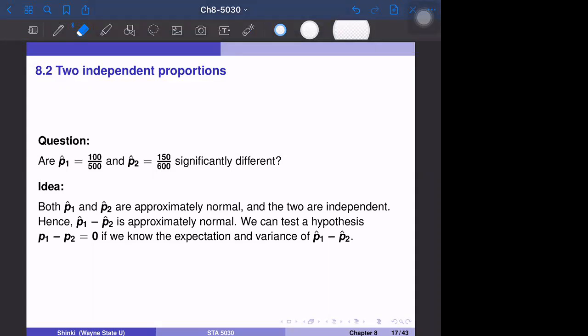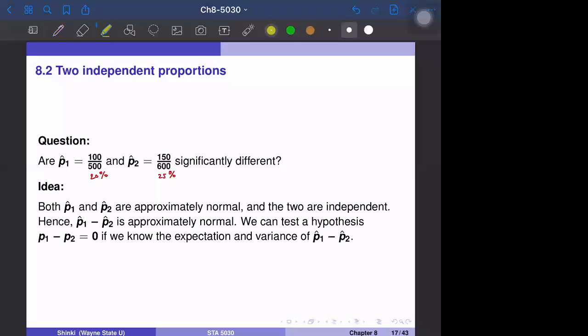Hi, 8.2, the two independent proportions. So the question: are p1 hat = 100/500 and p2 hat = 150/600 significantly different? So p1 hat is 20% and p2 hat is 25%. Certainly they are different, but it can happen by chance because we do not have a very large sample. So we want to see if this is significantly different or not.